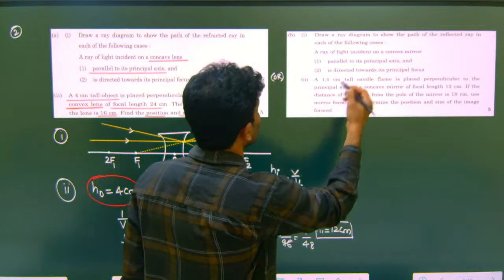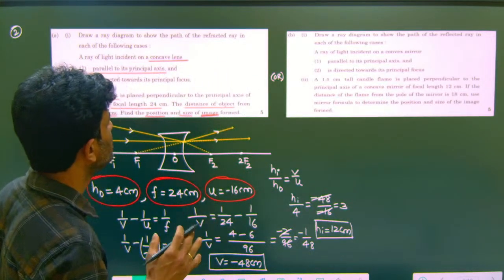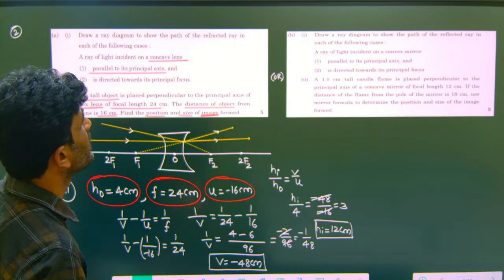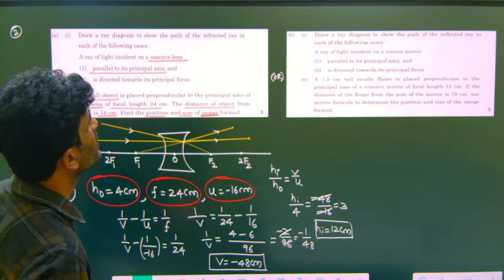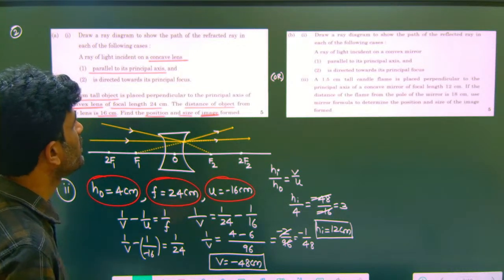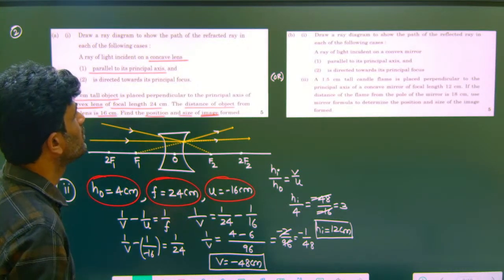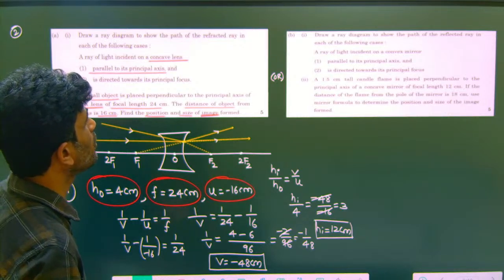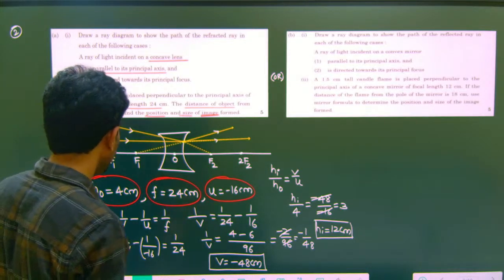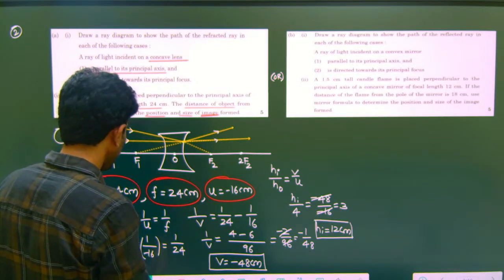Now coming to the next problem. It is similar to the previous. You have to draw the ray diagram to show the path of the reflected ray in each of the following cases. The ray is incident on a convex mirror. It is about a mirror, a convex one.